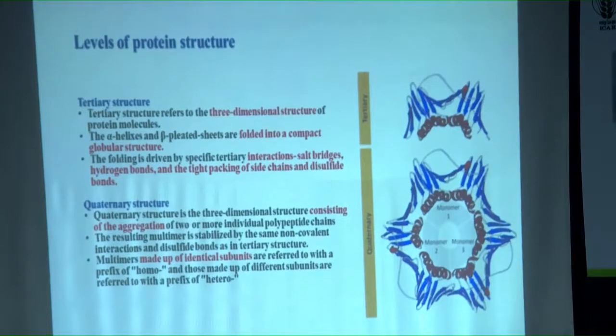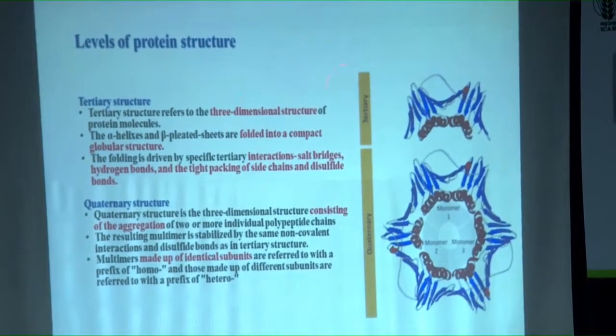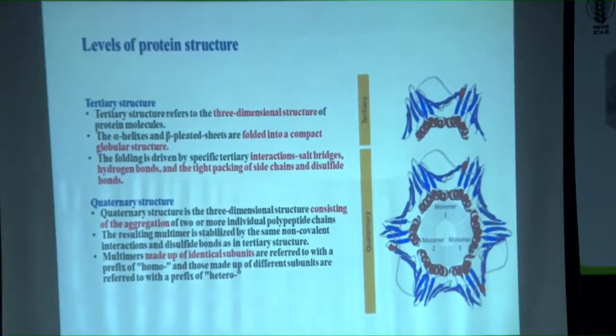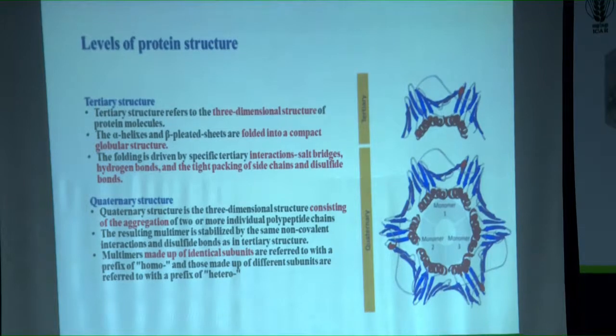The next one is the tertiary structure, that is the three-dimensional structure. In the tertiary structure, the alpha helix and beta sheets fold into a compact globular structure, and they are held together by bonds like hydrogen bonds, disulfide bonds, and sometimes van der Waals forces. So they form a 3D structure. That is the tertiary structure.